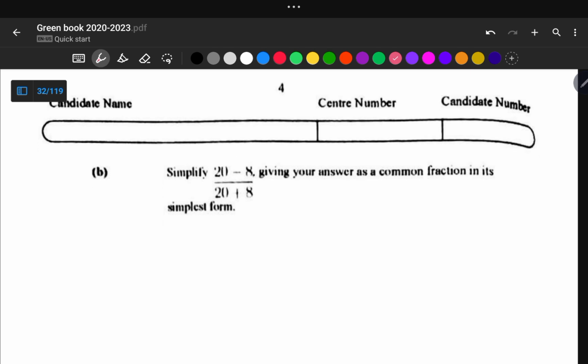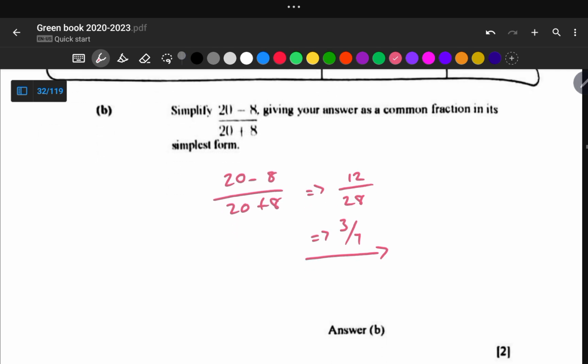We say simplify 20 minus 8 divided by 20 plus 8, giving your answer as a common fraction in its simplest form. So we have 20 minus 8 over 20 plus 8. We can simplify the numerator by subtracting 8 from 20, which is equal to 12. And on the denominator, we add 8 to 20, which is equal to 28. So to reduce this fraction to its lowest term, we divide both the numerator and the denominator by 4. 12 divided by 4 is equal to 3, and 28 divided by 4 gives us 7. So 3 over 7 becomes our final answer for this number 3B.